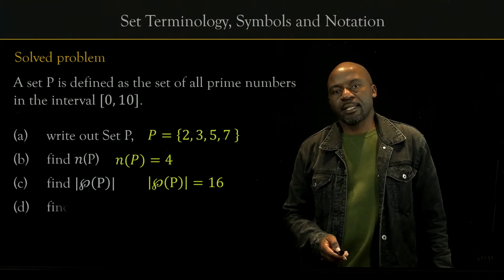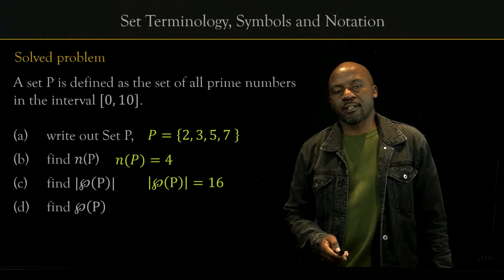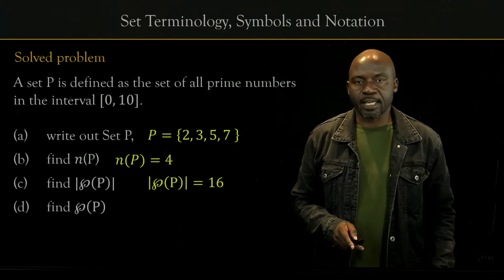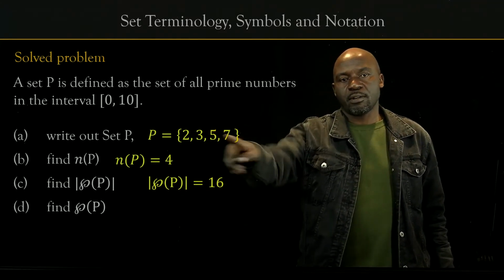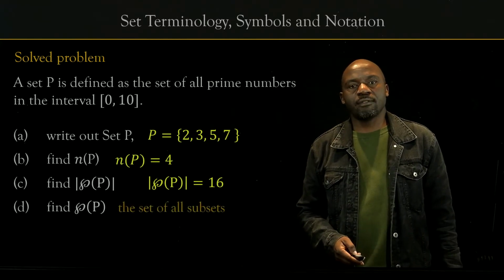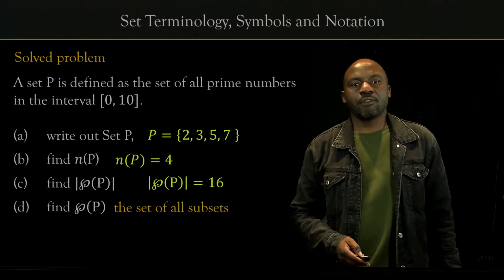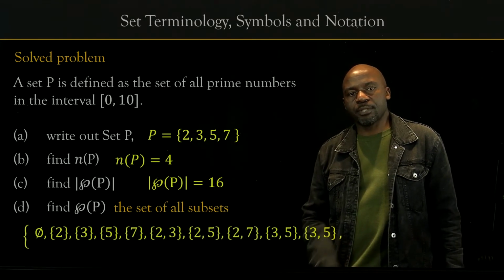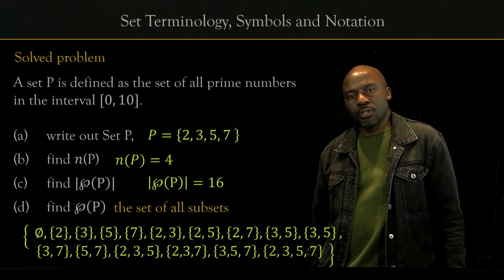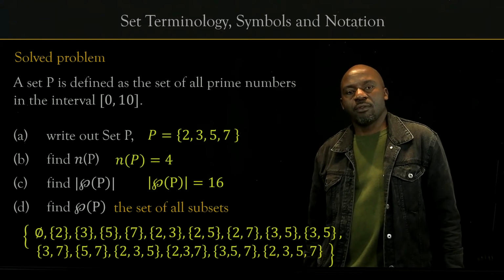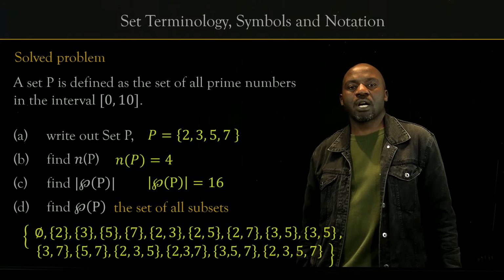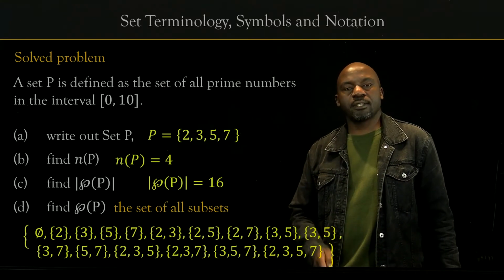And lastly, the question is to find the power of the set. This means list all the subsets of set P. Okay? And if you do so, I have done it, this is the set of all the subsets: the empty set, 2, 3, 5, 7, then we have 2 and 3 in one bracket, and 2 and 5, and so on. And if you count them, you should see that there are 16 of them.